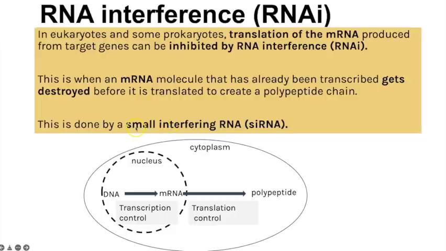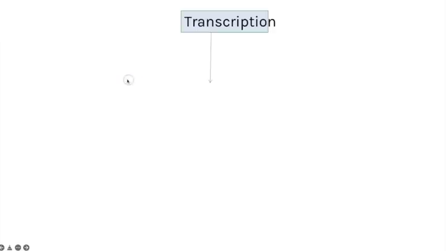And this is done using small interfering RNA, or siRNA. So this is the molecule that is going to destroy the mRNA, and that's why this is called RNA interference, because our mRNA has been interfered with. So let's have a look at how that happens.